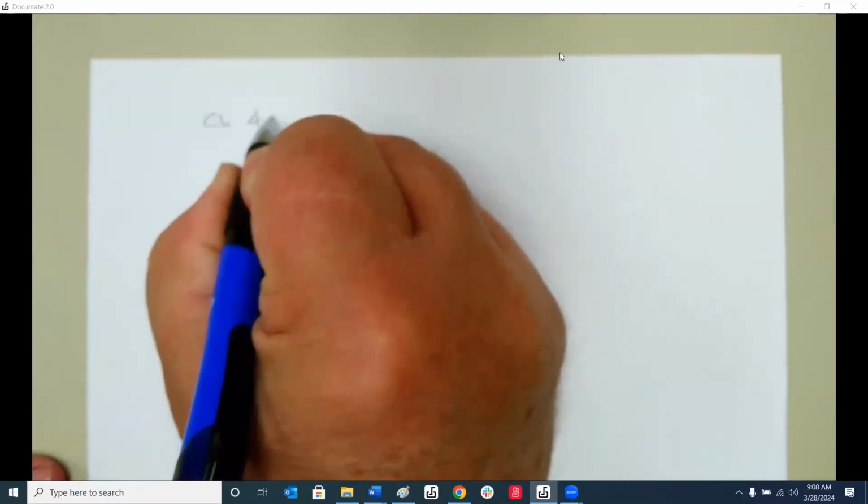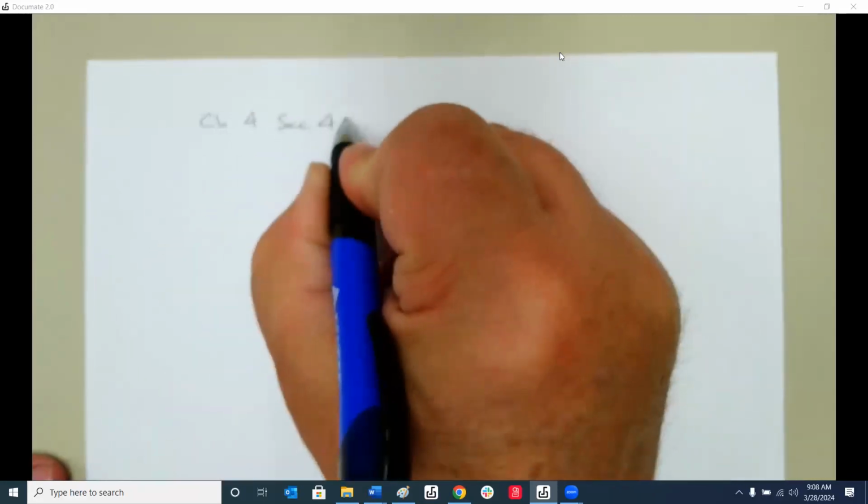Chapter 4, Section 4 deals with concavity and curve sketching.